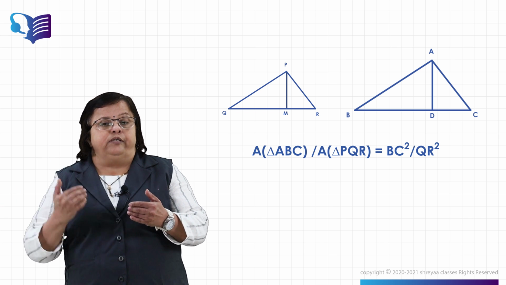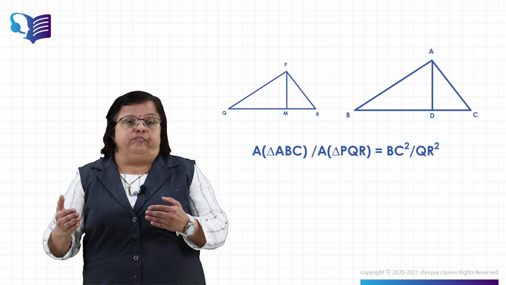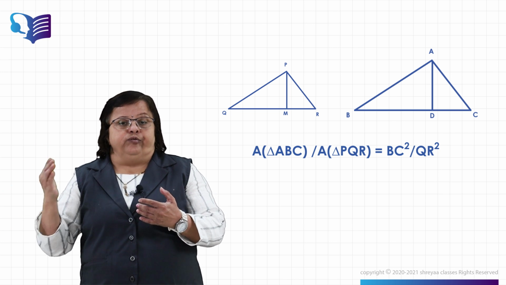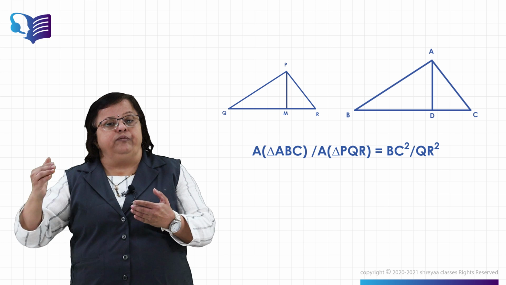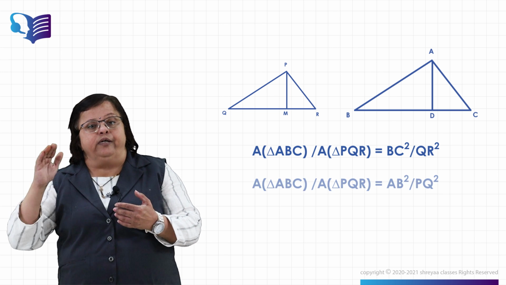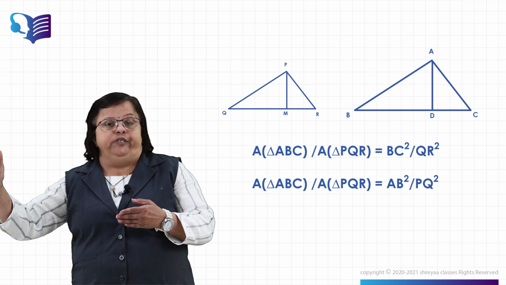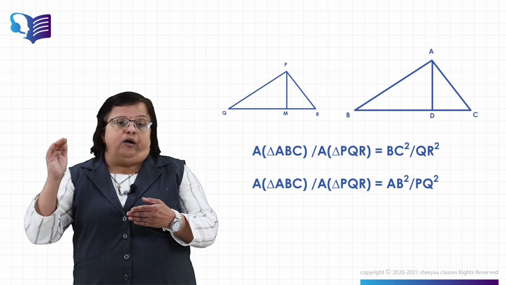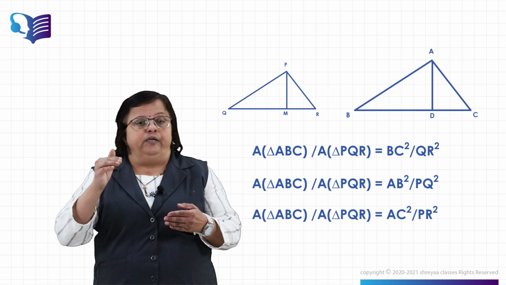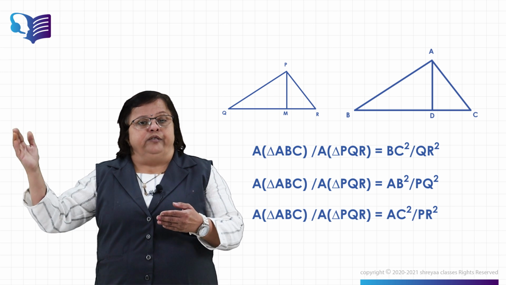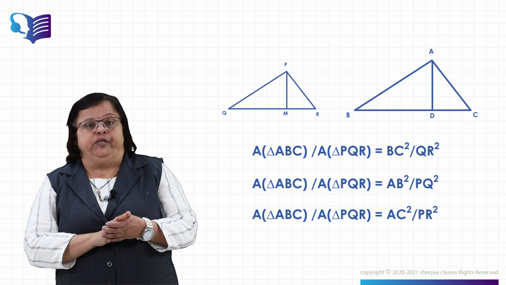Now what about the other? You can prove them similarly. So you can write that similarly we can prove that area triangle ABC upon area triangle PQR is equal to AB square upon PQ square, and also area triangle ABC upon area triangle PQR is equal to AC square upon PR square.